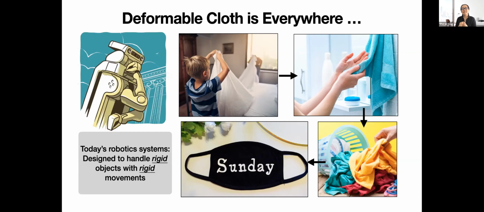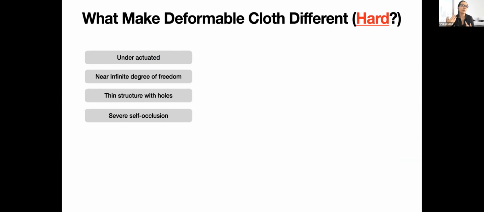However, this similarly trivial task of accurately manipulating deformable objects is still a pretty open challenge for today's robotic systems, which are often designed to handle very rigid objects with very rigid movement. A natural question we need to ask first is what makes deformable objects so different, and therefore difficult, for a robot system to perceive and manipulate? Here are a few main reasons, in my opinion.